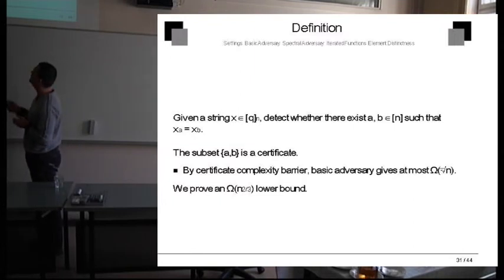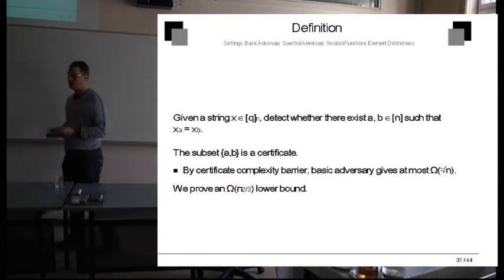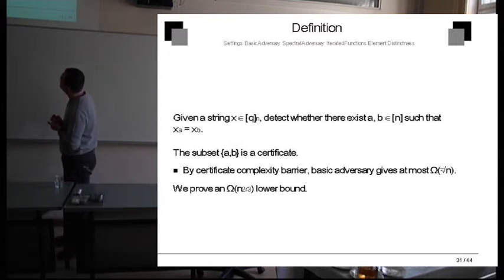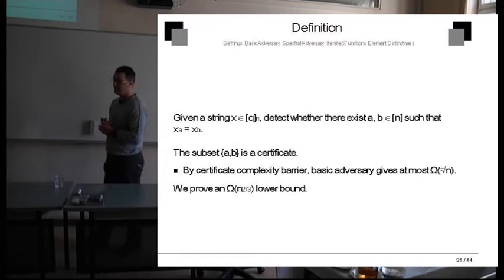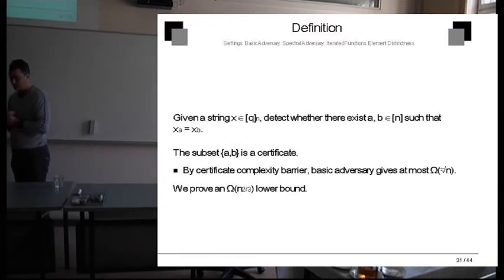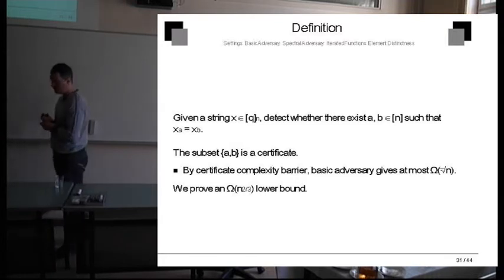Okay, in this case, the subset {a,b} is a 1-certificate. So if you know two elements that are equal, no matter what the other elements are, you know that the value of the function is 1. Okay, and by the certificate complexity barrier, the best adversary gives at most square root of n. So we are going to prove, using the spectral adversary, a lower bound of omega of n to the 2/3.